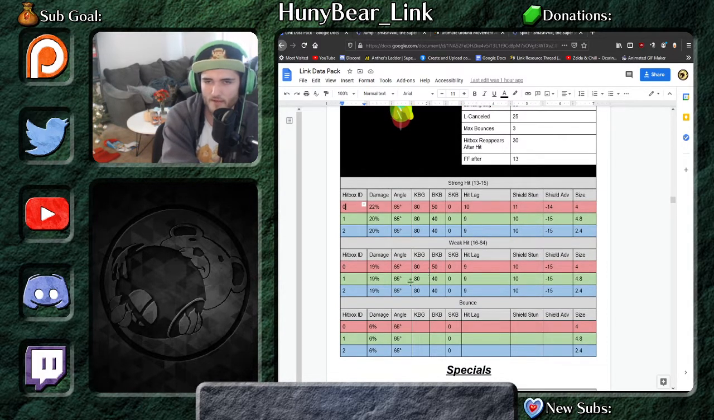It's bad. And then you have the bounce hits. Those do 6% with an angle of 65, and all of these, this data is lost to me. I could calculate the shield stun and the shield advantage, but why?